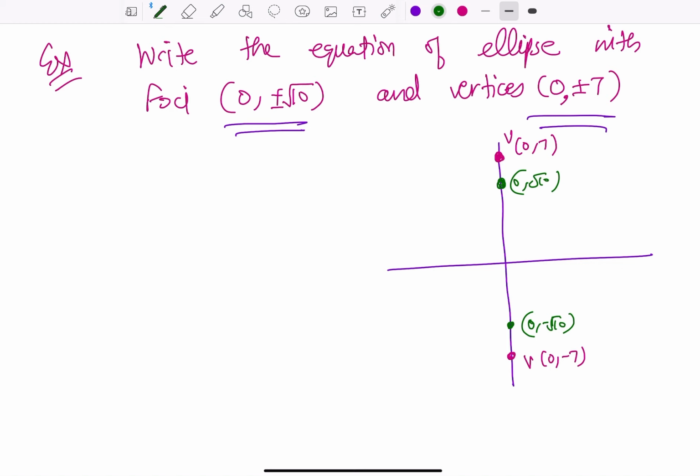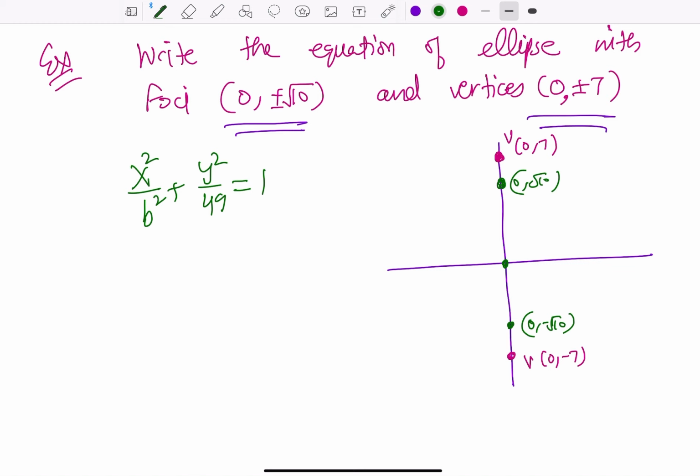All right, so let's think about it here. y is going to have the bigger number in the denominator, and y squared is going to have 49 in the denominator. So x squared over b squared plus y squared over 49 equal to 1. The center is 0, 0. As you can see, that's exactly in the middle of my vertices. We can find the midpoint of the two vertices, and that's going to give us the center.